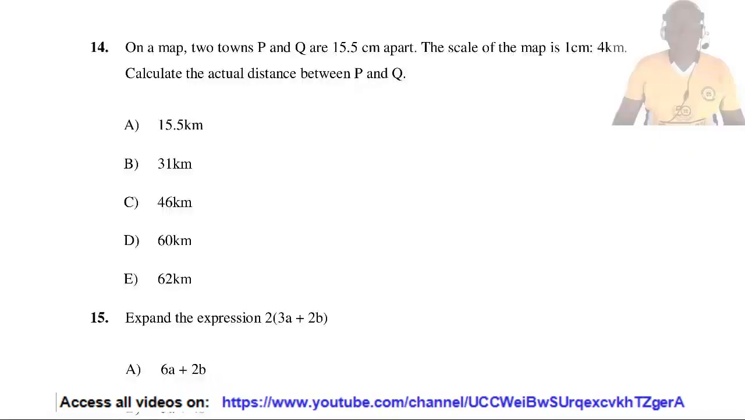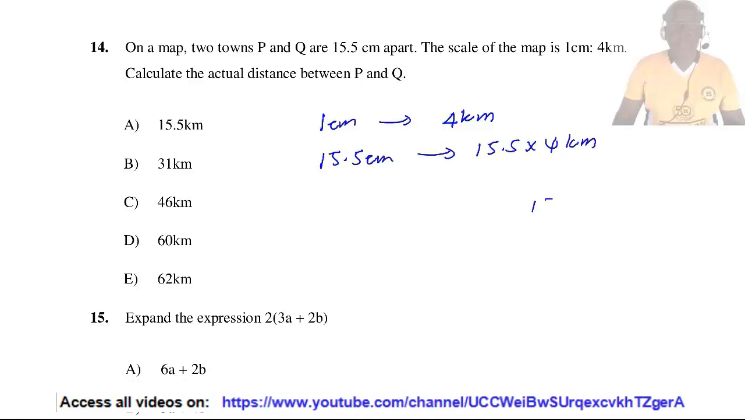Question 14. On a map, 2 towns P and Q are 15.5 centimeters apart. The scale of the map is 1 centimeter equals 4 kilometers. Calculate the actual distance between P and Q. Therefore, 15.5 centimeters will equal 15.5 times 4 kilometers. 15.5 times 4 is 62. So the answer is E.